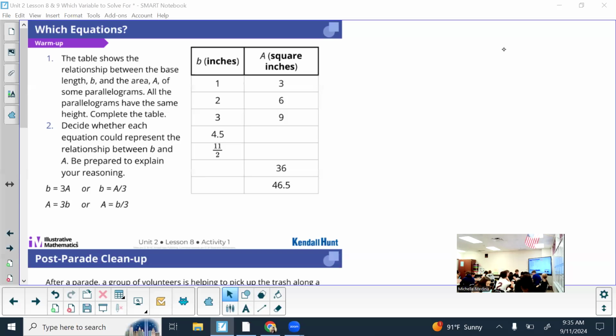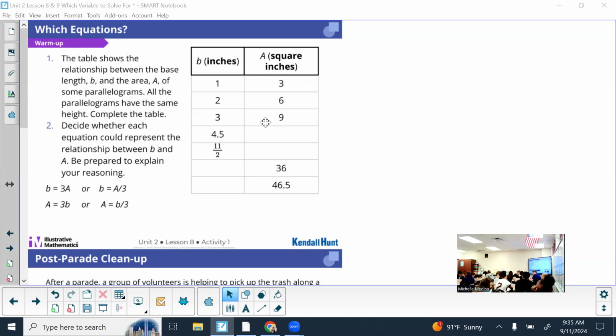You were supposed to complete the warm-up. We have a table showing the relationship between the base length B and the area A of some parallelograms. All the parallelograms have the same height. Complete the table. So first, we are completing the table.